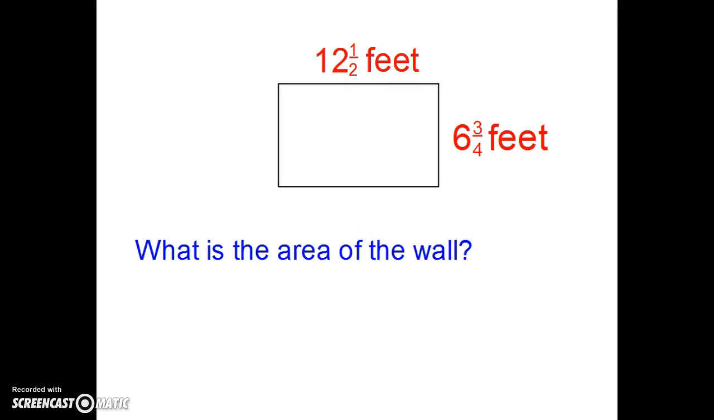What is the area of the wall? Well, area equals width times length. So I'm going to be taking 12 1/2 times 6 3/4.